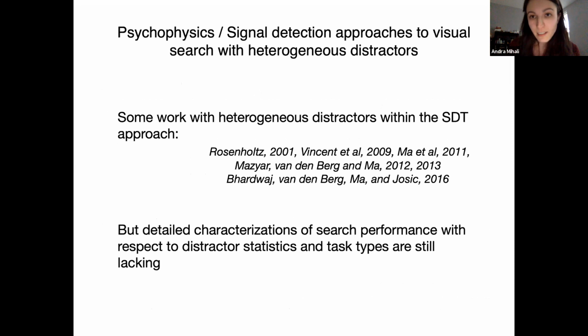Still, even for visual search with heterogeneous distractors, there have been some psychophysics signal detection theory approaches to it. Even since 2001, Ruth Rosenthal had a study on this. However, with that particular choice of distractor distributions, it turns out that human participants deviated from the SDT predictions. So there has been more work since then, including work from our group ever since 2011. Still, detailed characterization of search performance with respect to distractor statistics and task types is lacking, so we're trying to enhance our understanding of this.